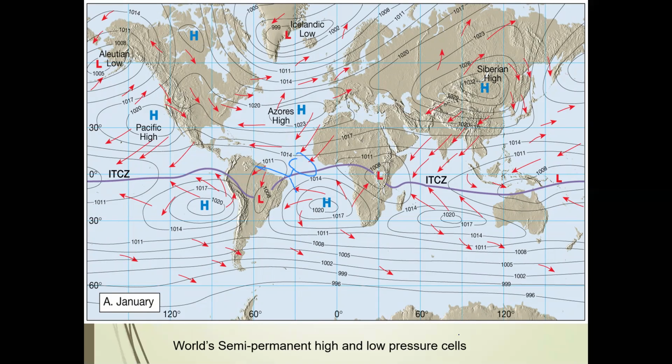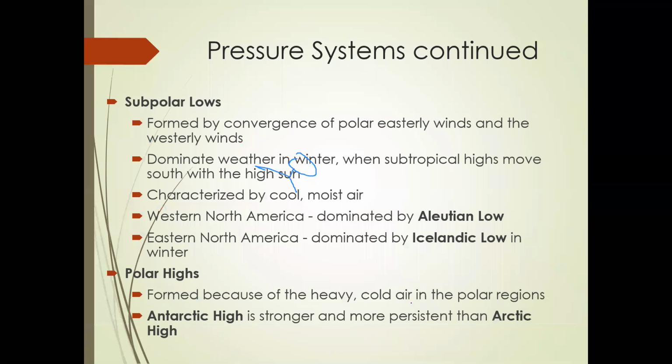Now, even though the Intertropical Convergence Zone moves, there are certain areas where it always influences these places. And that's where we have tropical rainforests, like in the Amazon basin, the Congo, places in Indonesia. They are under the influence of that ITCZ all year long. So the subpolar lows, formed by the convergence of polar easterly winds and the westerly winds, dominate weather in winter when subtropical highs move south with the high sun, characterized by cool, moist air. Western North America is dominated by the Aleutian low, Eastern North America by the Icelandic low in winter.